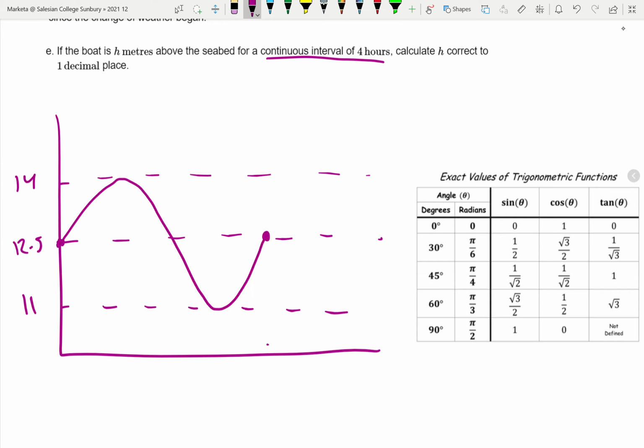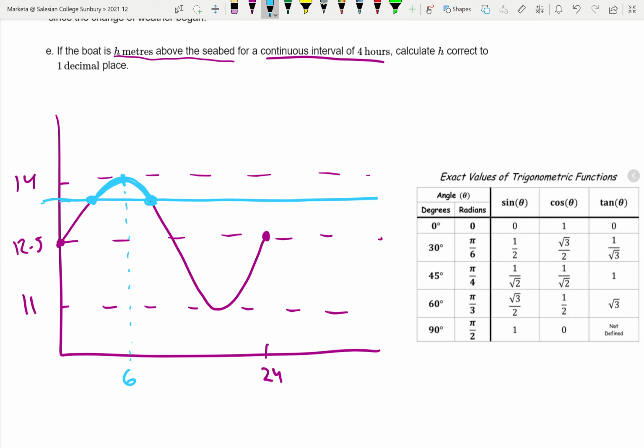And what it's saying is that we're above a certain amount. So the boat is h meters above the seabed for 4 hours. So it must be somewhere in and around the maximum there. So, well, if this maximum t value is 6, which we worked out previously, then if we want 4 hours for it to be above h, so h must be this value here.